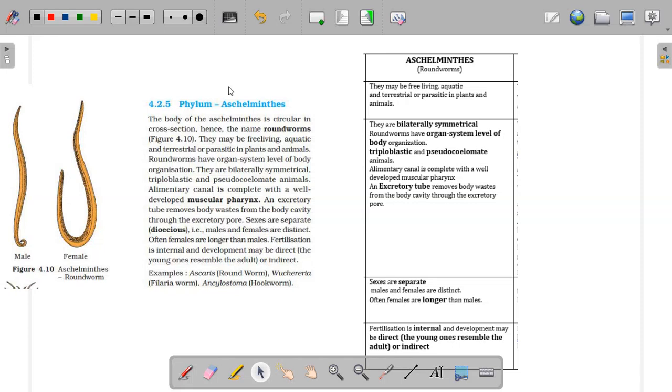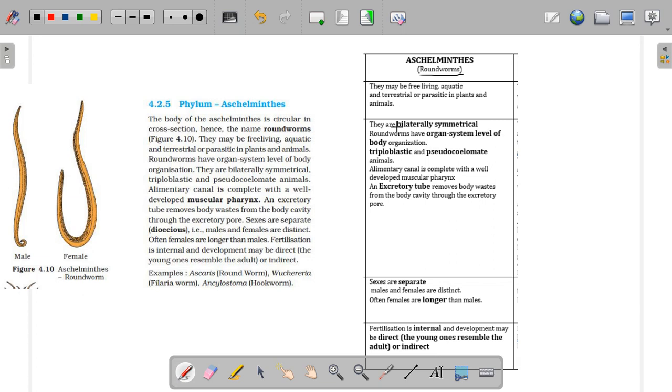Next phylum that goes by the name Aschelminthes. Here, you see the body of it is in the shape of a round or circular. That's why they're called roundworms. Okay, now let's move into the characteristics of their body and their internal parts.